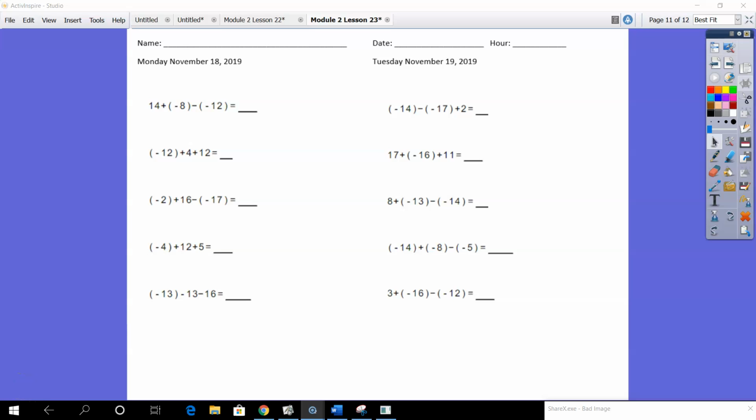Hi, this is Miss Pellegrin, and we're going to go over your warm-up this morning. So you have 3 terms to combine. Make sure that you are showing your work as we go through them.